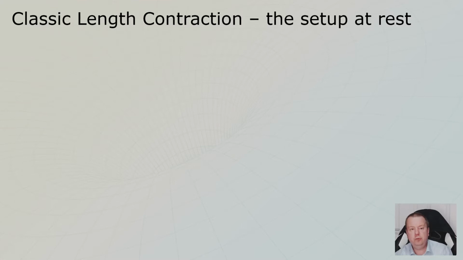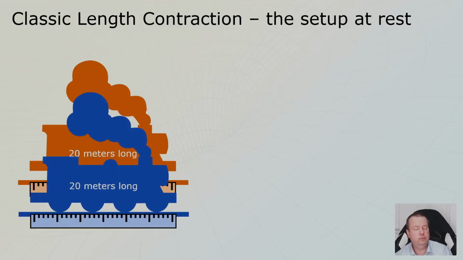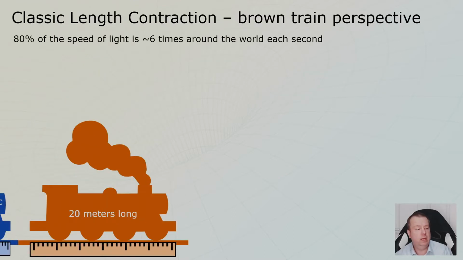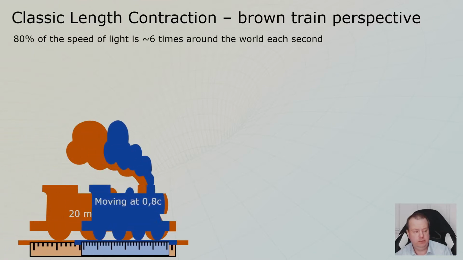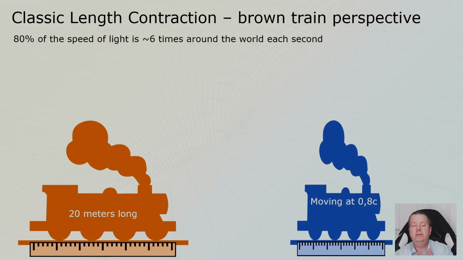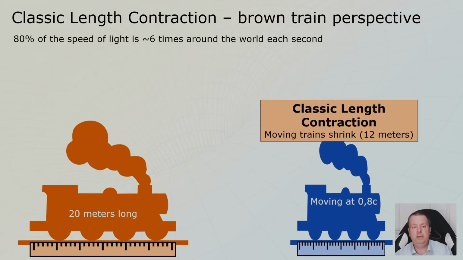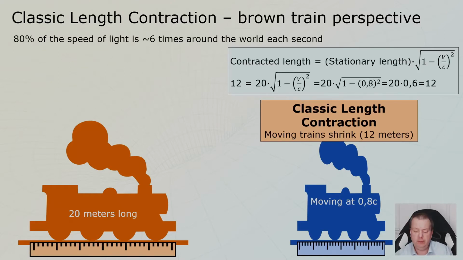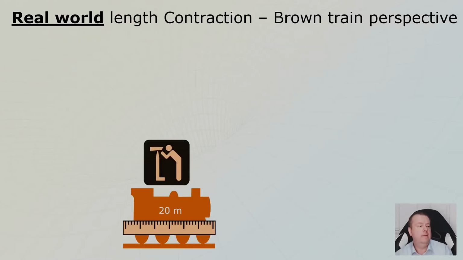So in the previous two levels, the A and the B level, I introduced this setup. Two trains, 20 meters long, blue train moving at 80% of the speed of light. And this is what happened in the animation. It contracted down to 12 meters. And this is what we call classic length contraction. And this is the math behind it to go from 20 to 12.